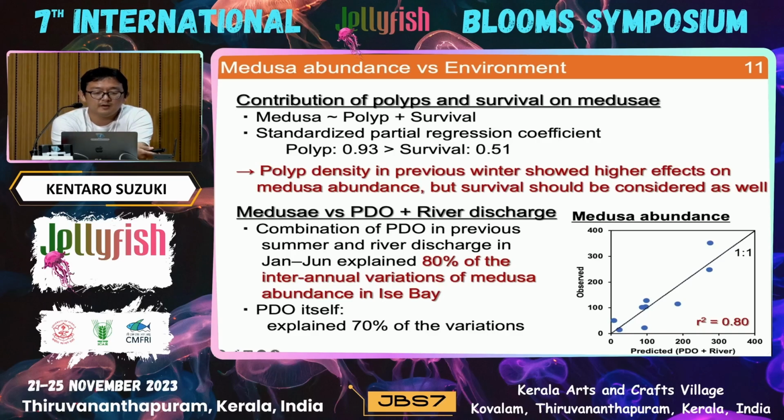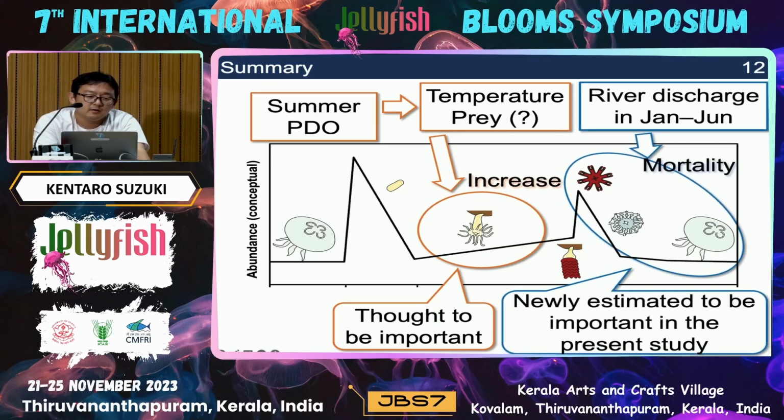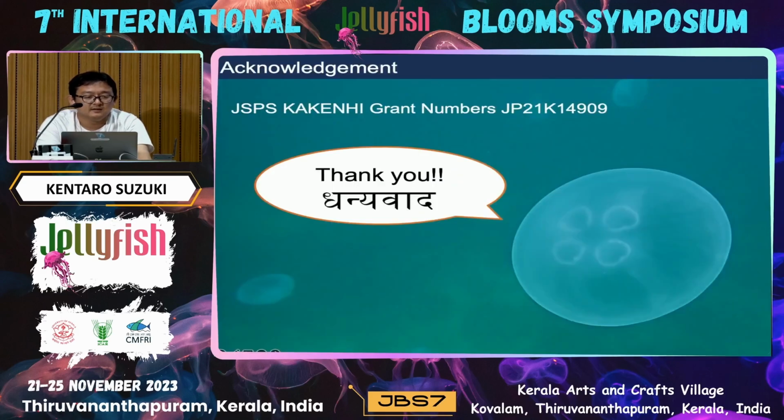The PDO in the previous summer affected their asexual reproduction during the polyp stage, and river discharge in January to June affected their mortality after ephyra release. The combination of these two explained 80%, which I think is pretty high, of the interannual variations of medusa abundance in Ise Bay. So this study suggests the summer PDO affects the asexual reproduction of polyps through temperature and prey, and the river discharge in January to June affected their mortality after ephyra release. This study also suggests the importance of mortality for the outbreaks, besides the well-considered asexual reproduction during the polyp stage. Thank you very much.